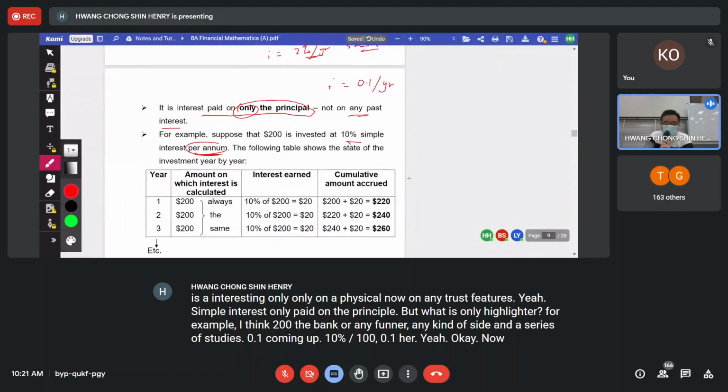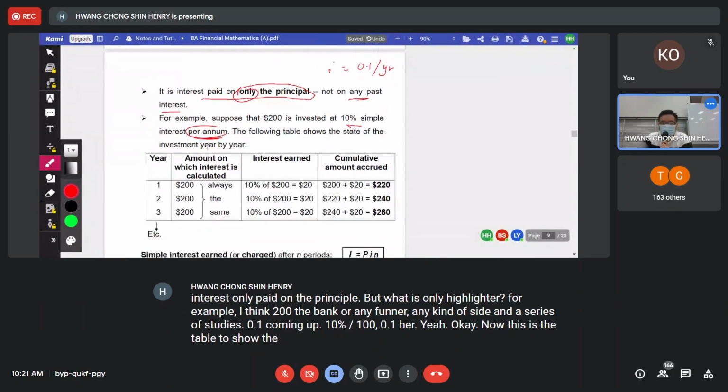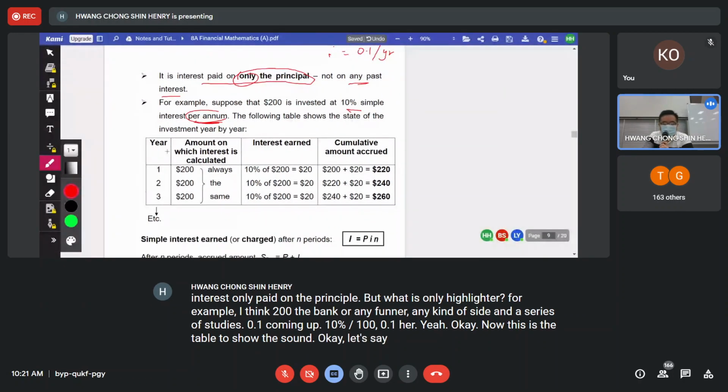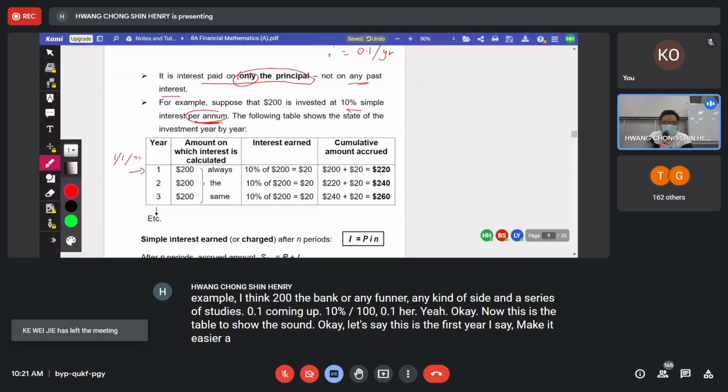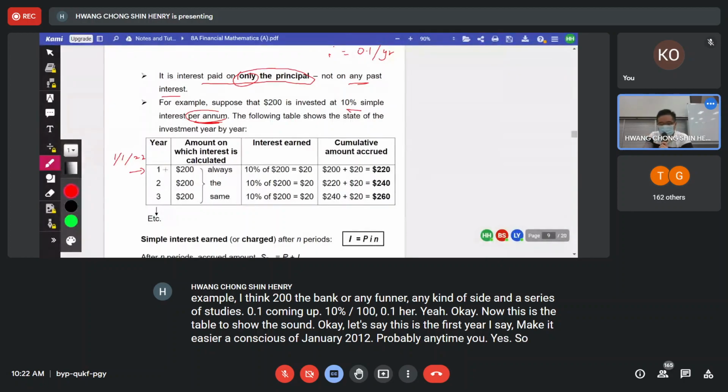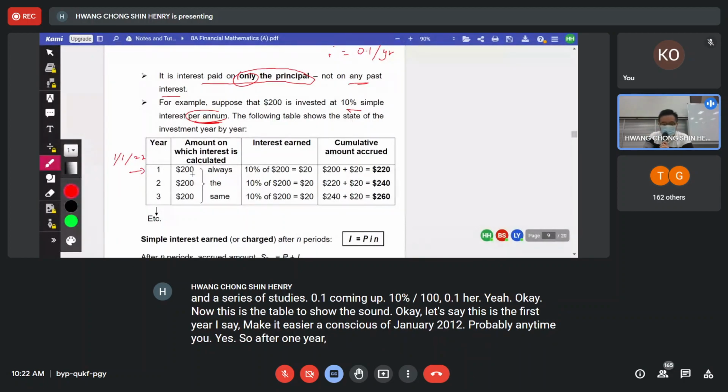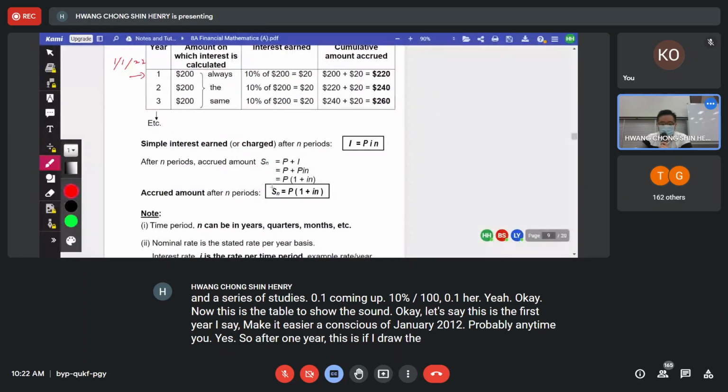Okay, now this is the table to show the summary. Let's say this is the first year I saved. To make it easier, I call this 1st of January 2022. Very simple. It can be any time you save. The bank will log it into their system. So after 1 year, if I draw the chart like this, is there any chart or no chart? Then never mind, you draw yourself.